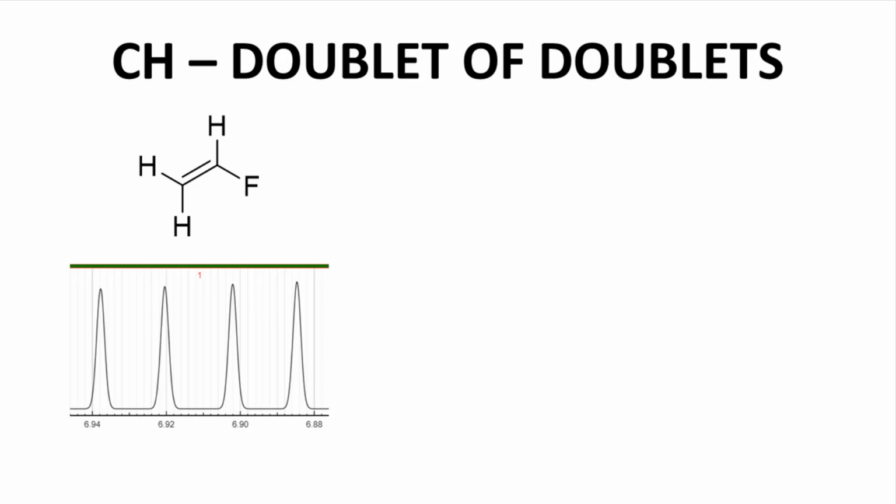Alright, here is the downfield peak. This is the CH next to the fluorine. It has two neighbors. One neighbor is trans with a larger J value. The other is cis and with a smaller J value. This signal is not a quartet. A true quartet should have a 1 to 3 to 3 to 1 intensity ratio.